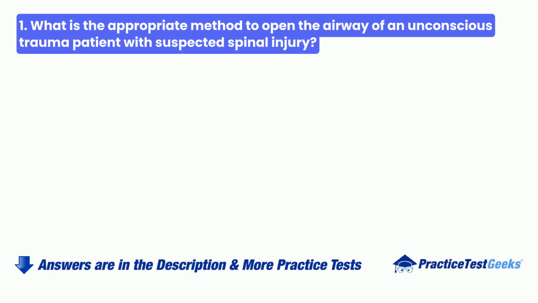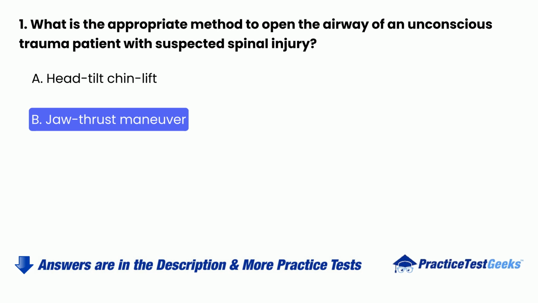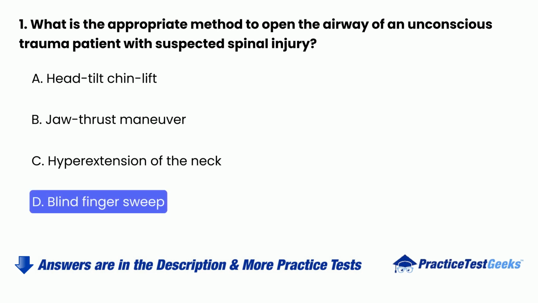1. What is the appropriate method to open the airway of an unconscious trauma patient with suspected spinal injury? A. Head tilt chin lift. B. Jaw thrust maneuver. C. Hyperextension of the neck. D. Blind finger sweep.